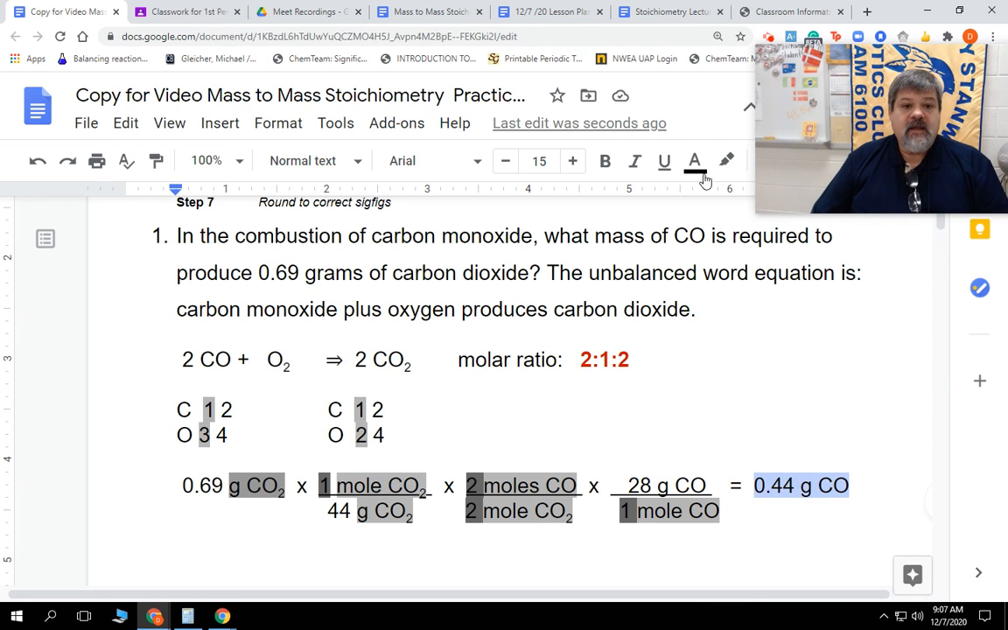So there we go. That's what we would have for our mass of carbon monoxide that would be required if we had a complete reaction yielding 0.69 grams of carbon dioxide. So we'd have to at least start off with this amount. So there we go for question number 1 on stoichiometry practice number 3.